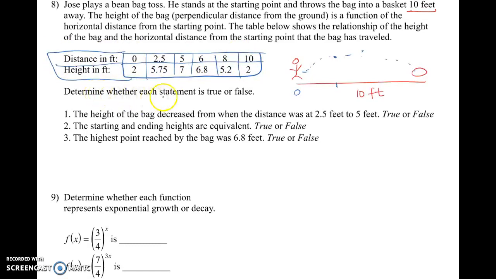Okay. Determine whether each statement is true or false. So statement 1 says, the height of the bag decreased from when the distance went from 2.5 to 5 feet. Well, it went from 5.75 to 7 feet, so that's false. It actually increased. 2 says, the starting and ending heights are equivalent. So it started at 2 feet and it ended at 2 feet. That is true. Number 3, the highest point reached by the bag was 6.8 feet. If I look here, the highest point that it reached was not 6.8 feet, but 7 feet. So this is false.